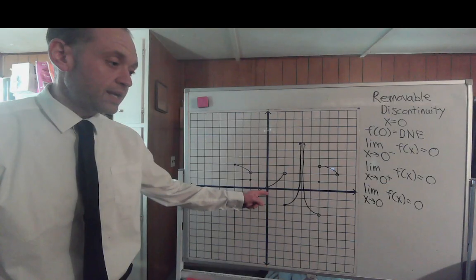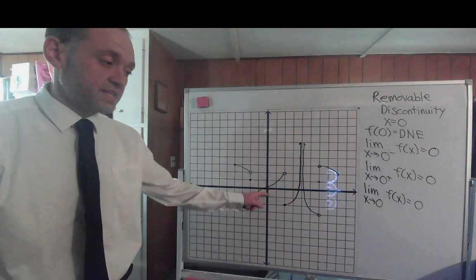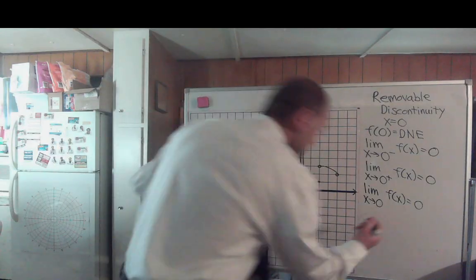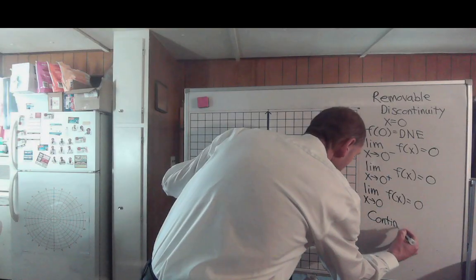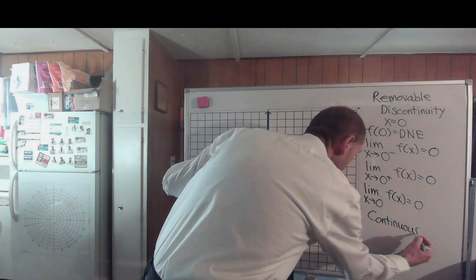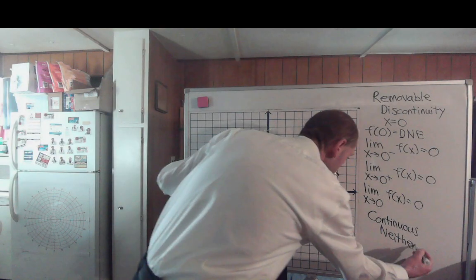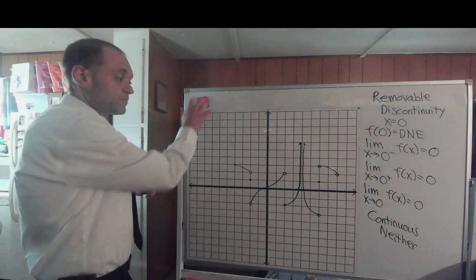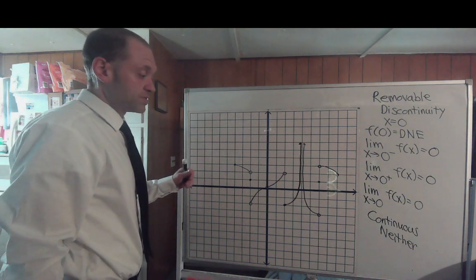At that point, x equals 0, the value itself doesn't exist. So for a removable discontinuity, it's also continuous neither left nor right. So for removable discontinuities, it's actually continuous neither to the left nor right. And that's true for all removable discontinuities. So there's everything about x equals 0.